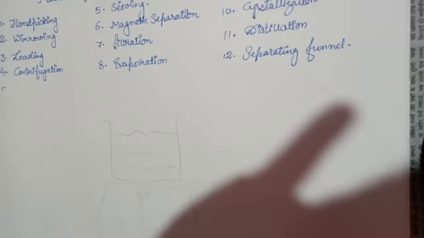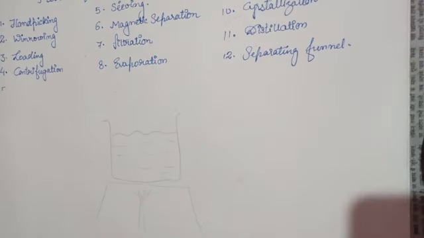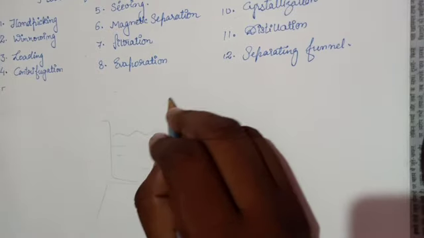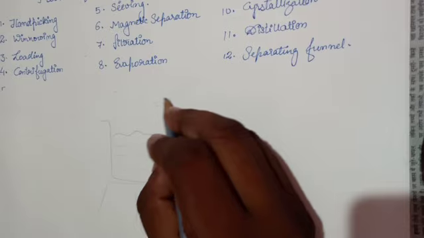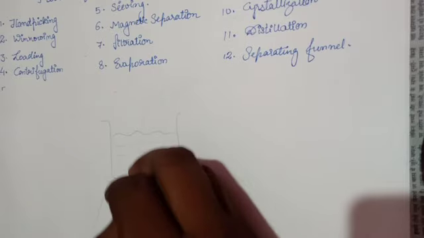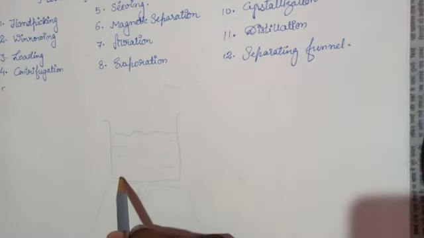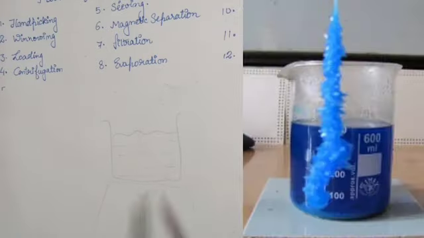So on heating, the capacity of dissolving salt of any liquid or any substance is increased. So we keep on adding copper sulfate into this copper sulfate solution, until that much copper sulfate is added where it no longer mixes further.